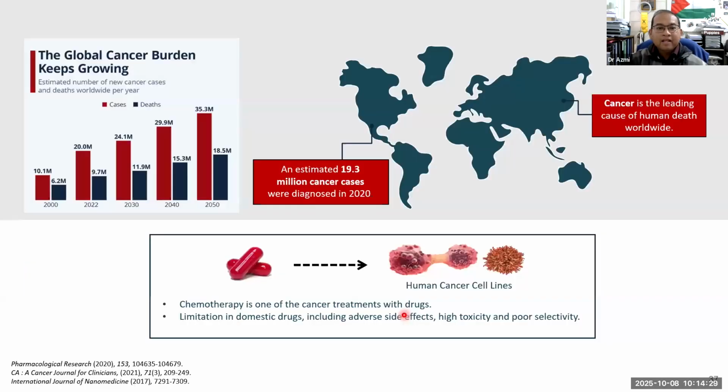This is some statistics about the global cancer burden. It keeps growing every year. So we have to have at least our own initiative as researchers to address these kinds of problems, and hopefully we can help and give some information or data to policy makers, scientists, pharmaceutical companies, and so on.